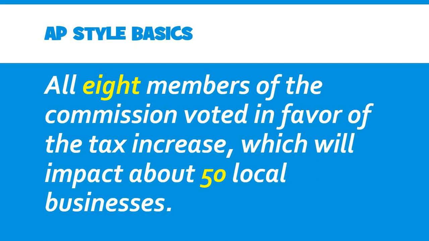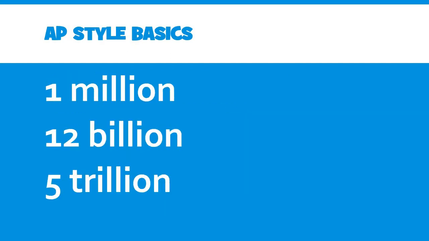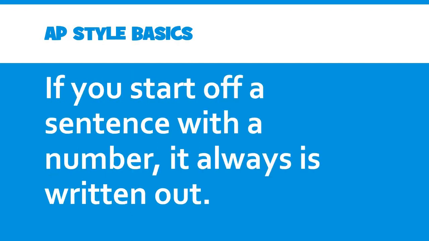Now, what happens once we get past 999,999? The answer is that we use a number to indicate the amount, as in 1, and then we do a space, and then we write out the indicator for how much it is. So million, billion, or trillion. Notice that it is 1 space million, 12 space billion, 5 space trillion. I don't know what comes after trillion. I think it's quadrillion. I would have to go look.